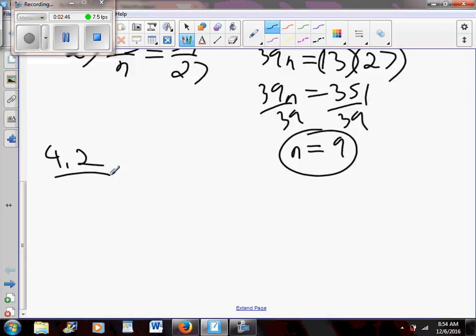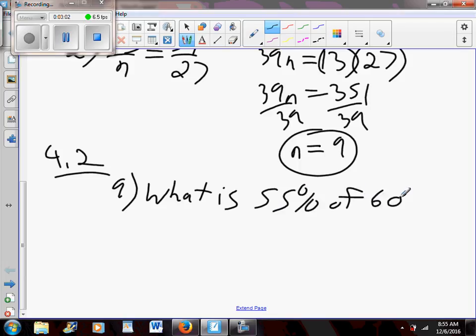Now, we were dealing with word problems in 4.2, and I want to do problem number 9 as an example. Number 9 says: what is 55% of 60? There were 2 methods that we used to solve a problem like this: the proportion method and the equation method. I'm going to stick with the equation method for the final exam, so you focus your attention on just one method instead of 2.